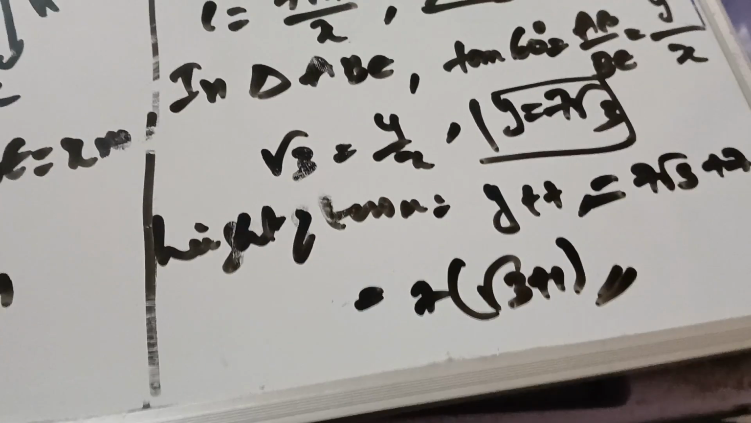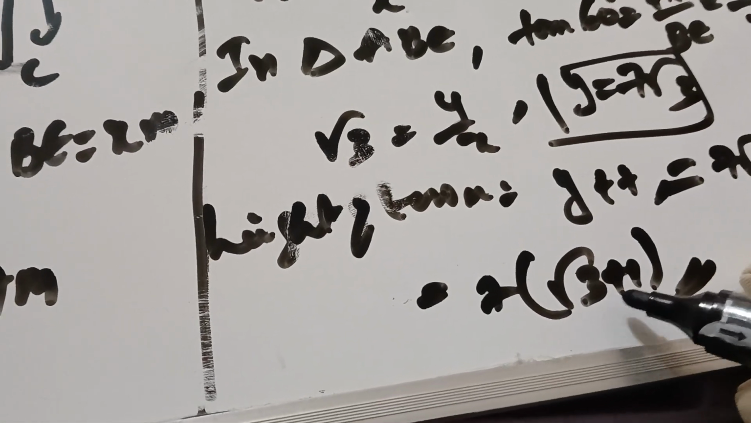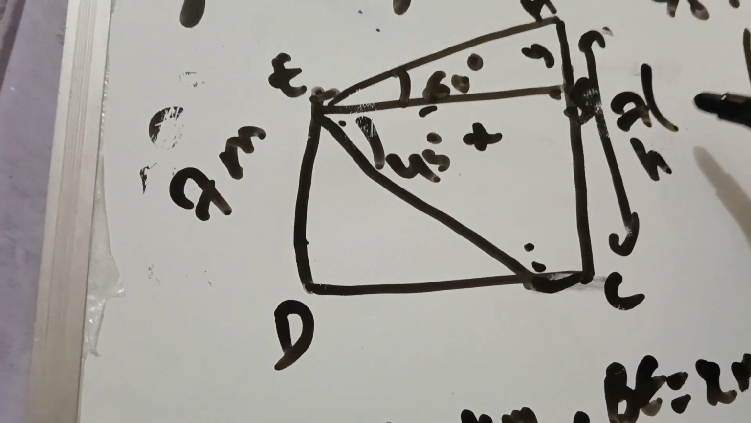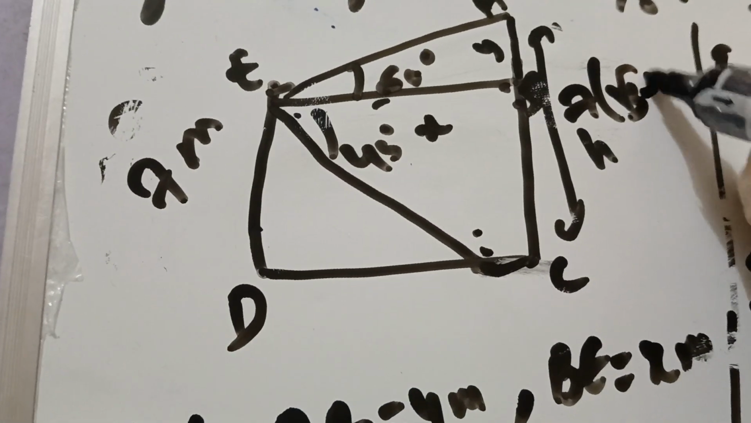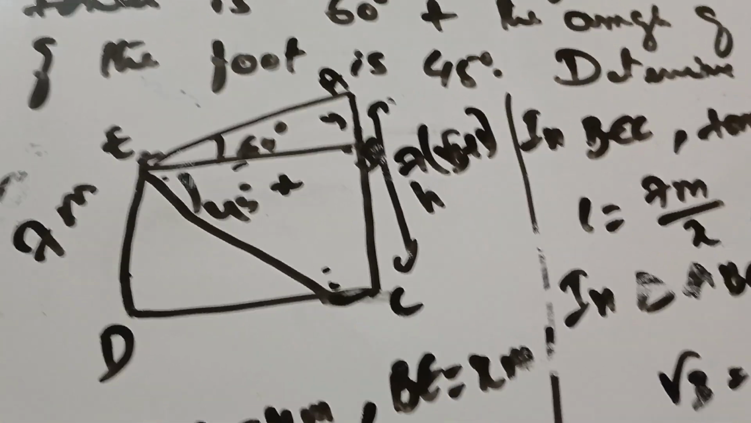Hence the tower height is 7 into root 3 plus 1 meters. This tower height is 7 into root 3 plus 1. Is it clear? So this was asked in the problem, we have to solve it.